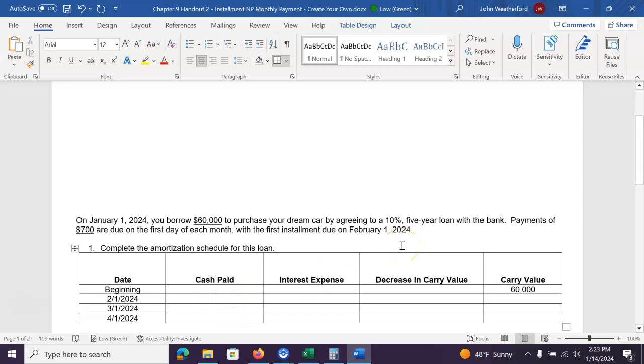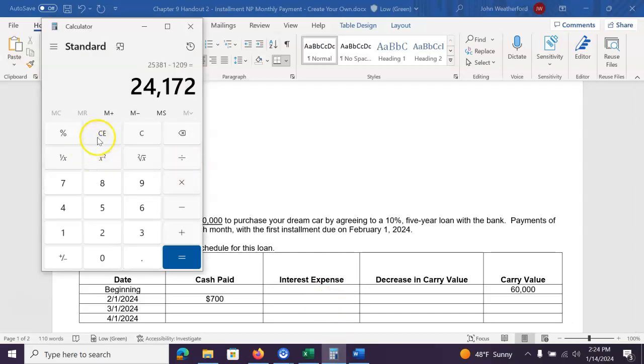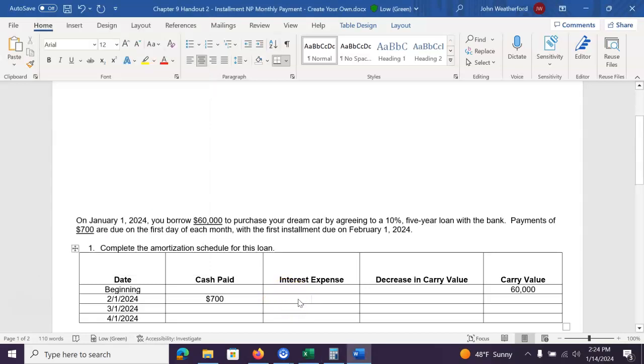All right, if we pay a $700 payment, we said the interest portion for 1 month would be $60,000 times 0.1 or 10%, $6,000 for a year divided by 12 months is $500 interest expense just for 1 month. And you guys, that $500 does not reduce the loan balance.